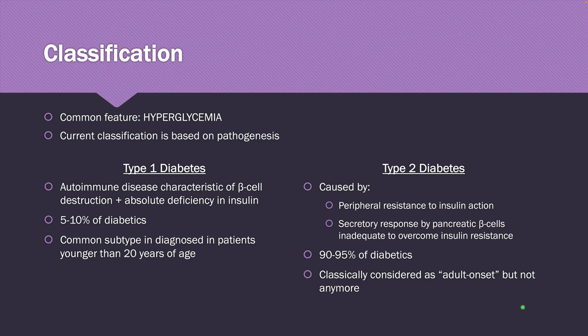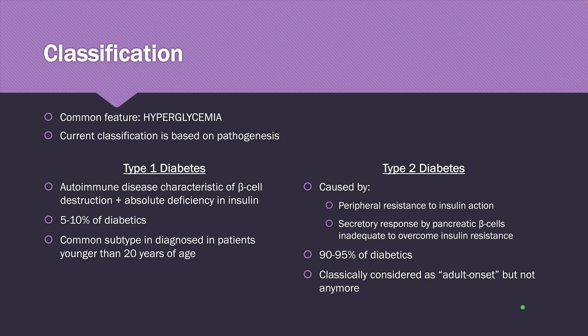Now, with type 2, on the other hand, this is caused mainly by peripheral resistance to insulin action, or a secretory response by pancreatic beta cells that is inadequate to overcome insulin resistance. So, either your body is resistant to insulin, or the insulin your body produces is less than adequate. In other words, you have insulin to begin with. Majority of diabetics fall under type 2 DM.